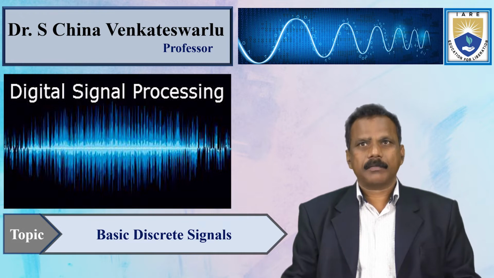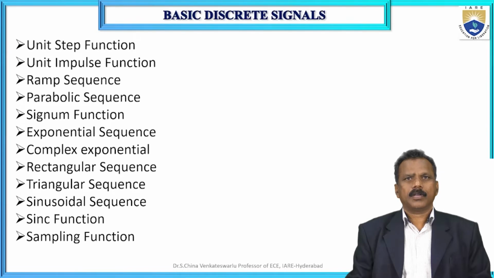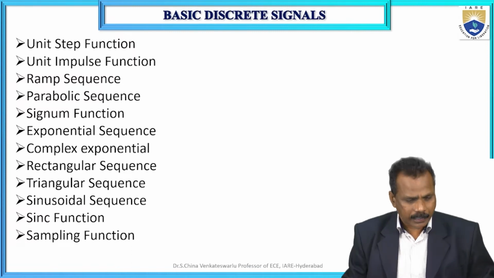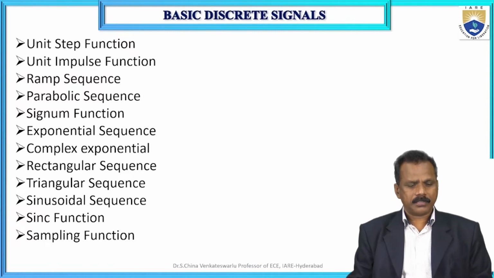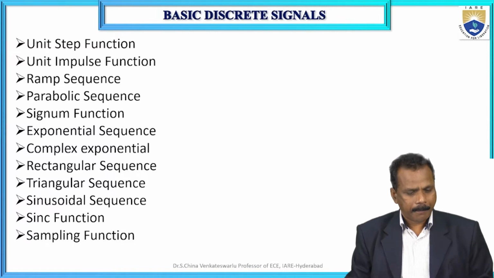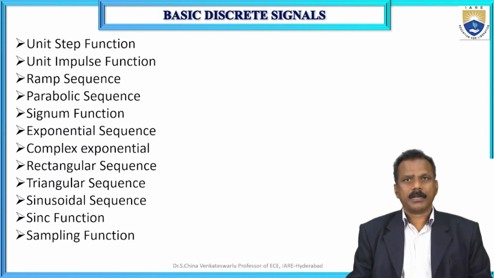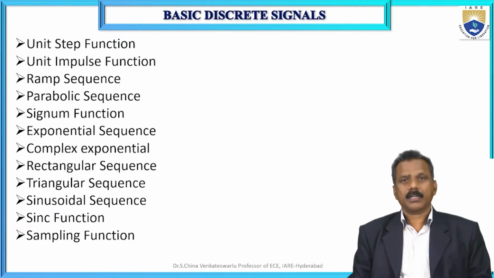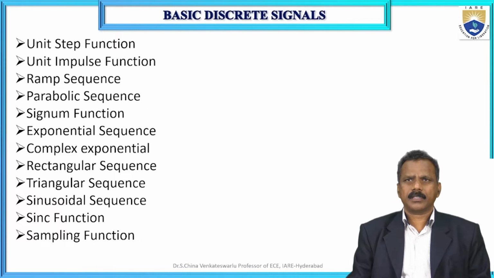Today we are discussing basic discrete signals: unit step function, unit impulse function, ramp sequence, parabolic sequence, signum function, exponential sequence, complex exponential, rectangular sequence, triangular sequence, sinusoidal sequence, and sinc function with the sampling function. These are the basic discrete signals.